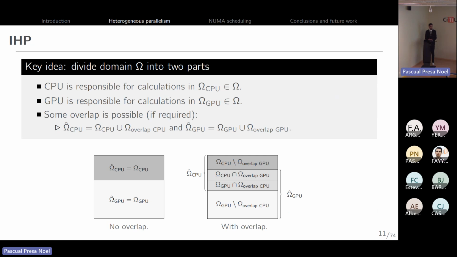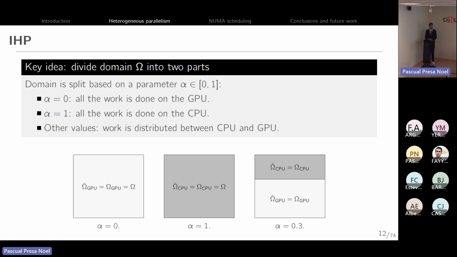The key idea of our method is to divide the global domain of the problem, named omega, between the CPU and the GPU. So the CPU will take responsibility of the calculations of one part of the domain and the GPU over the remaining part. We can note here that some overlap between those regions is possible if the problem requires so, for example, in stencil problems. But for the sake of simplicity in this presentation, we will assume that there is no overlap between regions.